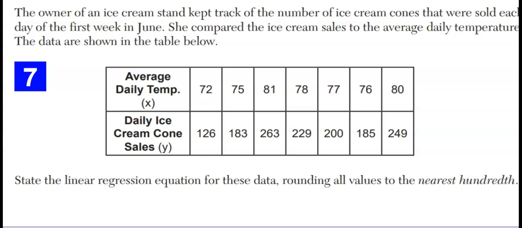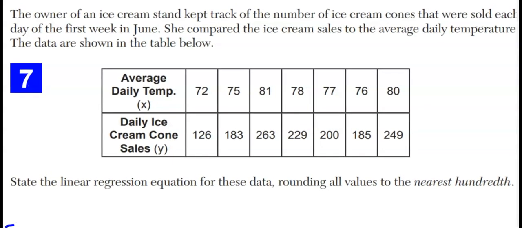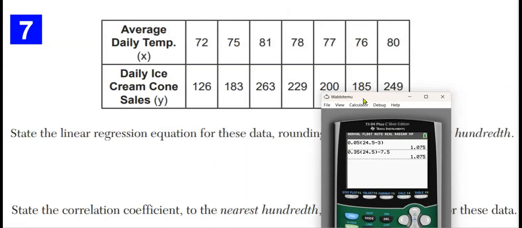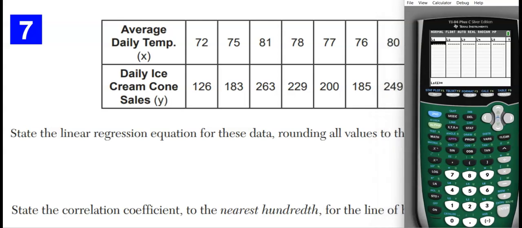Number 7. The owner of an ice cream stand here is keeping track, and what it's asking me to do is state the linear regression. So I'm going to need my calculator for this question here. So let's see. I'm going to go to my stat button. In the edit list, I'm going to arrow up once, press clear and enter. And now I can enter both of these sets of data.